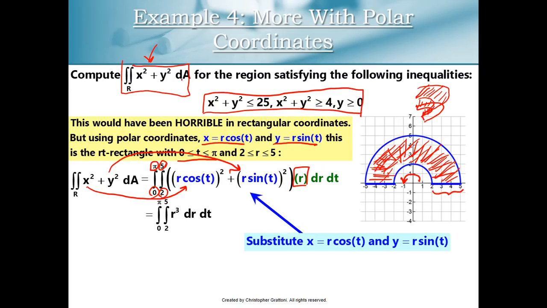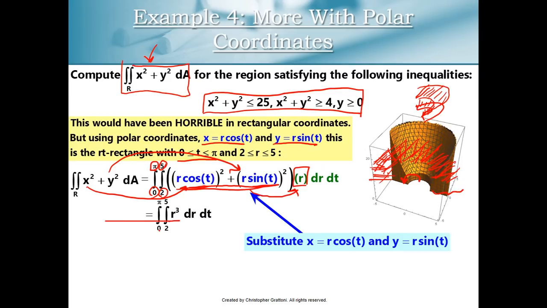Now, what's cool here is cosine squared plus sine squared. You get a little Pythagorean identity there, so this blue expression reduces down to r squared, and r squared times r is just going to be r cubed.